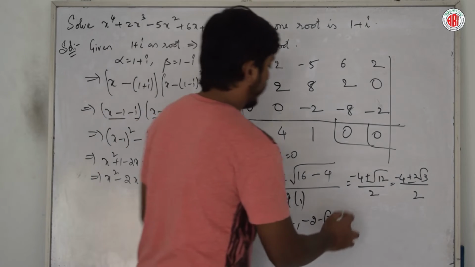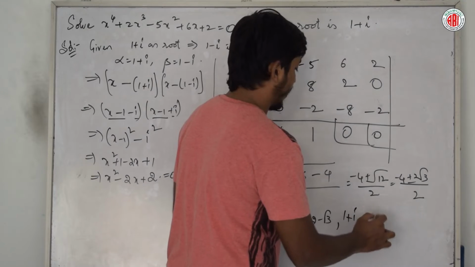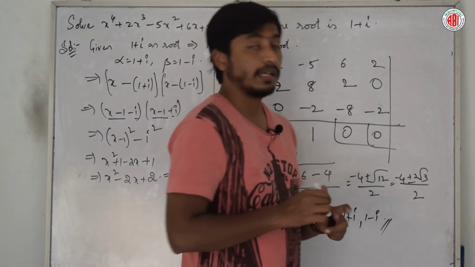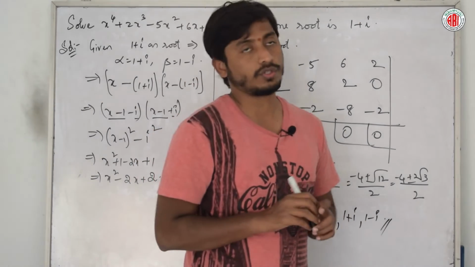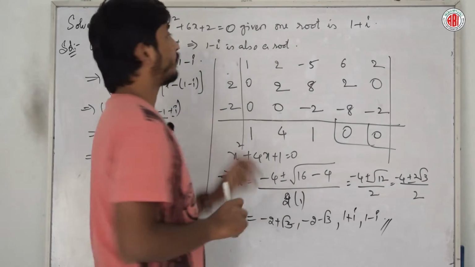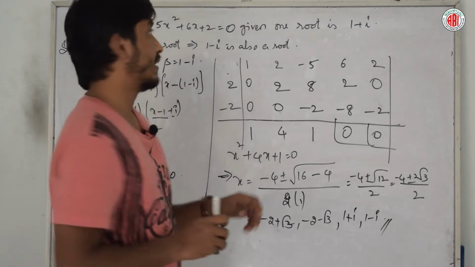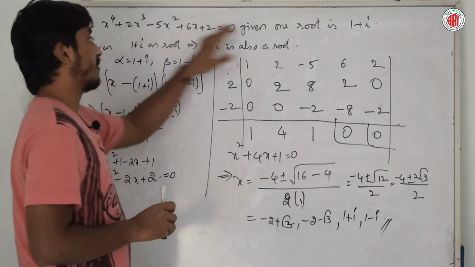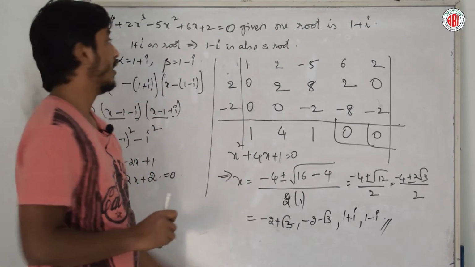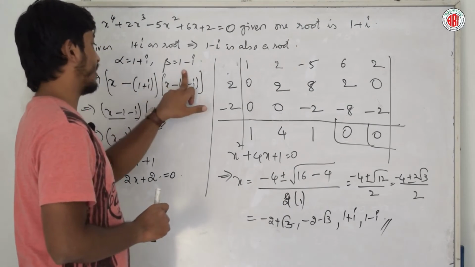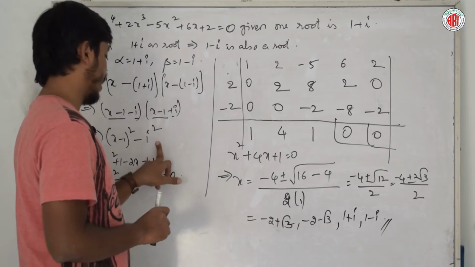Right? And 1 plus i, 1 minus i. These are the required roots of the given equation. Is it clear? Once again, see here. He is asking us to solve this when one root is given as 1 plus i. We'll just take 1 plus i and 1 minus i as roots. We'll substitute and find the equation.